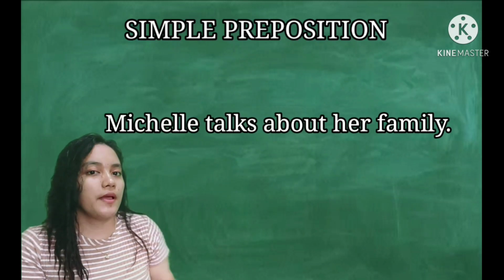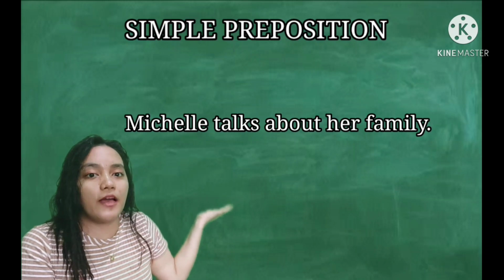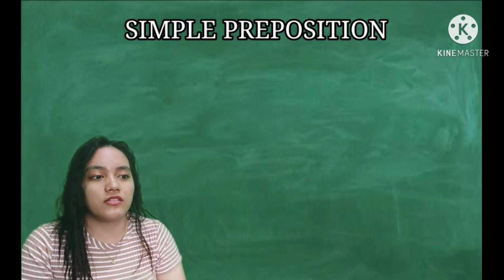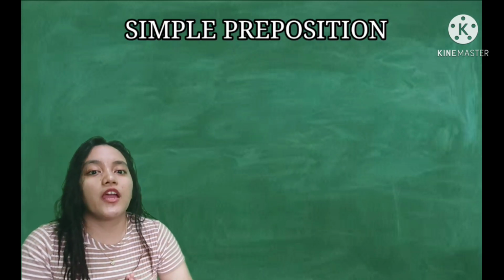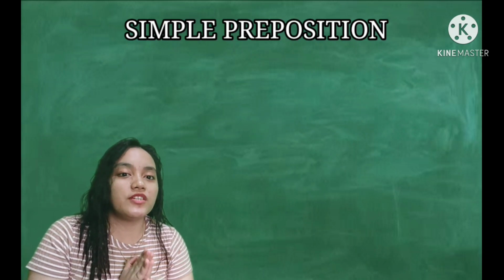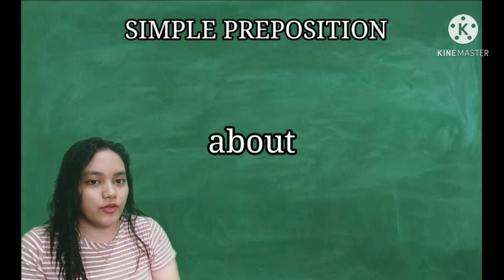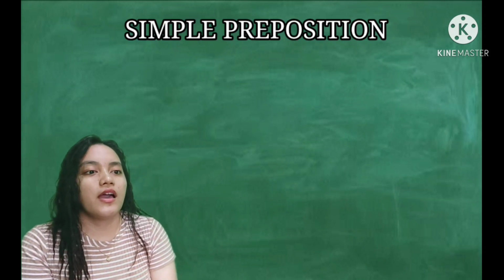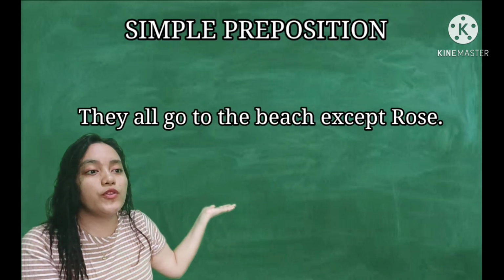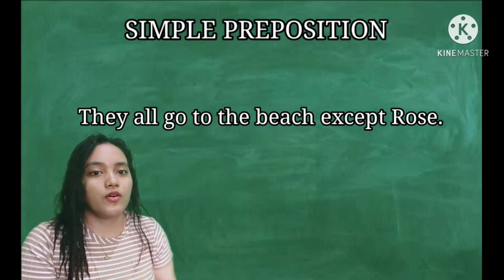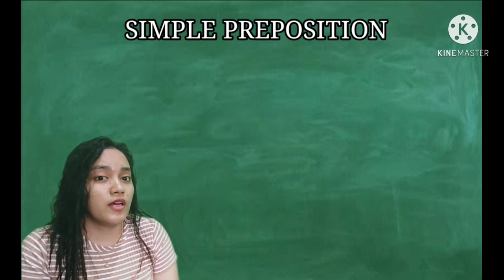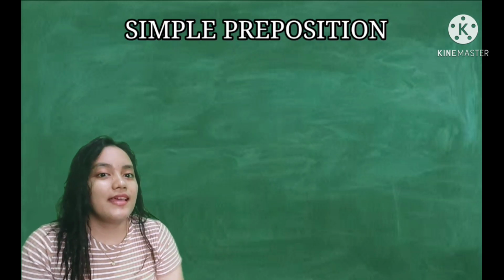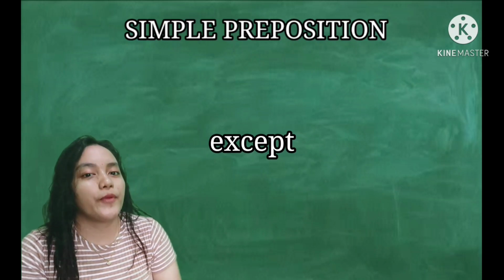For example, Michelle talks about her family. So, which do you think is the simple preposition? Can you determine? Very good. The simple preposition is the word about. So, let's proceed to the next example. They all go to the beach except Rose. So, which do you think is the simple preposition? Very good. The word except is the simple preposition.